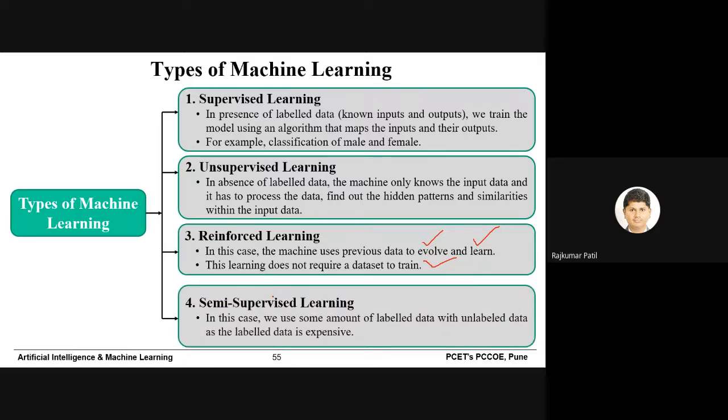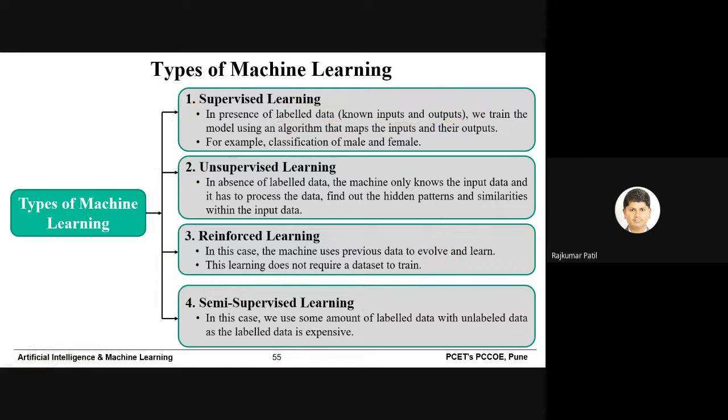Then in case of semi-supervised learning, some labeled data would be there, and some unlabeled data would be there. So this particular model will use both labeled as well as unlabeled data. The ultimate goal of semi-supervised learning is to minimize the cost of developing the model, because the cost of labeled data is high. And if we have some labeled data, then we can easily make better predictions for unlabeled data.